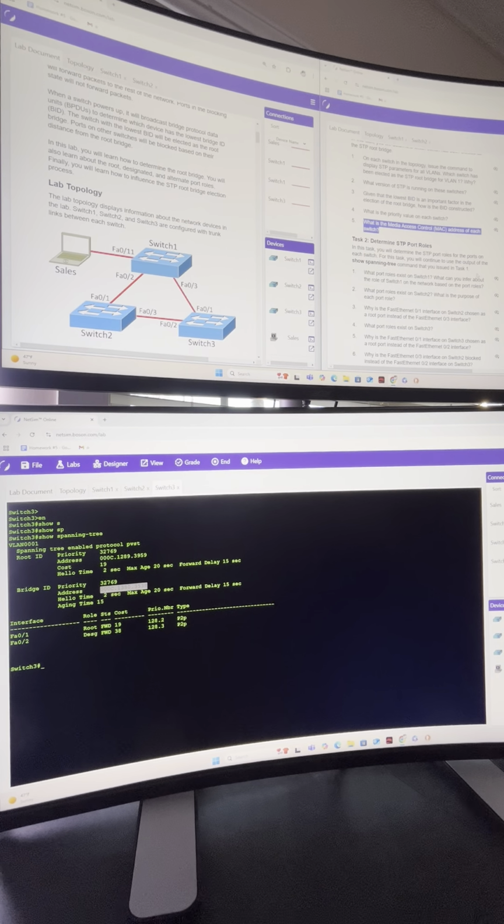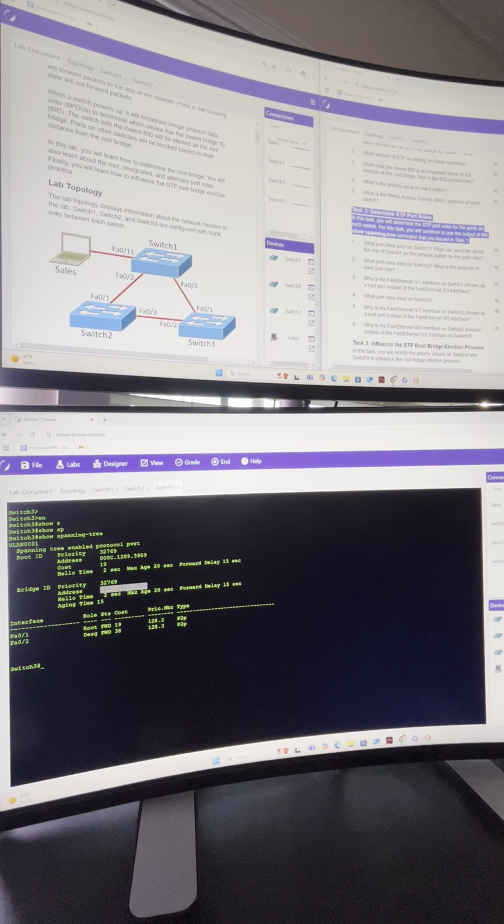So let's go ahead and move on to task number 2 in this lab. It says determine STP port roles. It says in this task, you will determine the STP port roles for the ports on each switch. For this task, you will continue to use the output of the show spanning-tree command that you issued in task 1. So we do not have to make any changes in the output of the CLI, which is good. All right. It says what port roles exist on switch 1. What can you infer about the role of switch 1 on the network based on the port roles?